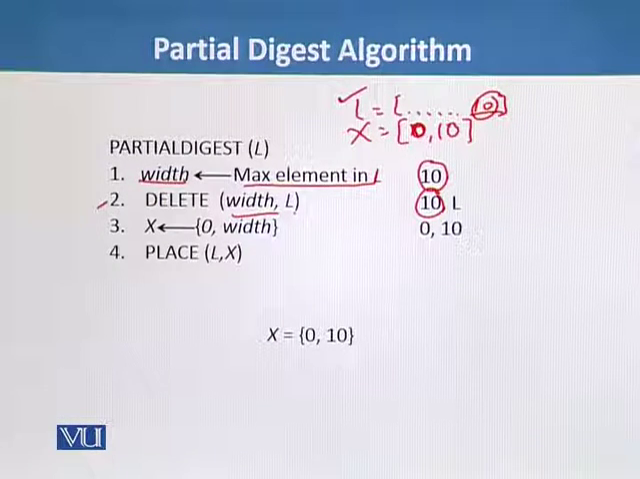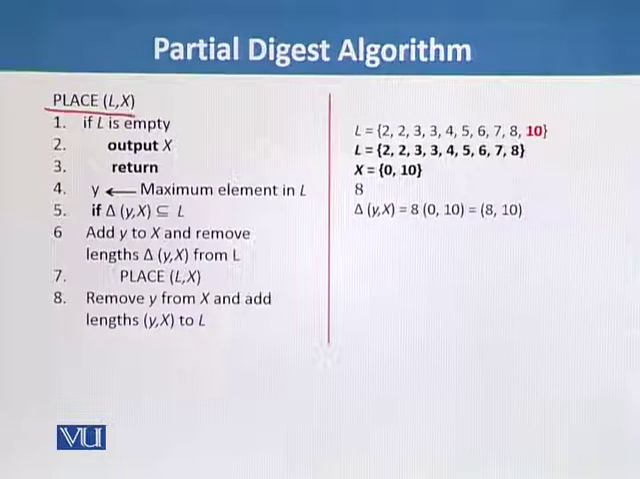Now we will place the value of L and X. L is 0 and X is 10, and X is 0 and 10. So we have placed the value 0 and 10 here. Now we will place the values of L and X. If L is empty, then we will get the answers straight away and it will return the answer. So if L is not empty, then we will put the value of Y as a maximum element.